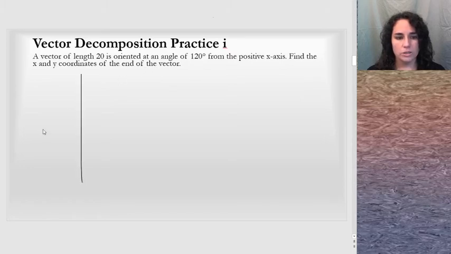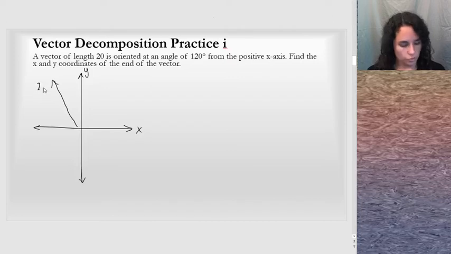So I'm just going to draw a coordinate system in here. And that was something that we were reminded to do, is draw a coordinate system. There's the positive x direction. I'm going to note that my vector has a length of 20 at an angle of 120 degrees from the positive x-axis, and pretend that it starts at the origin perfectly.